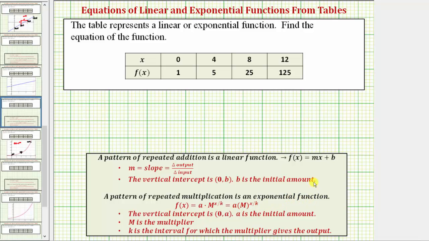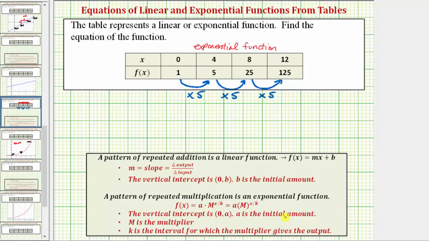So looking at the table, notice how the x values increase by 4. Let's see if we can determine the pattern in the function values. The function values go from 1 to 5, 5 to 25, and 25 to 125. Because 1 times 5 equals 5, and 5 times 5 equals 25, and 25 times 5 equals 125, the function values have a pattern of repeated multiplication, and therefore we have an exponential function. We can say f of x is multiplied by 5 every 4 units, or every time x increases by 4.